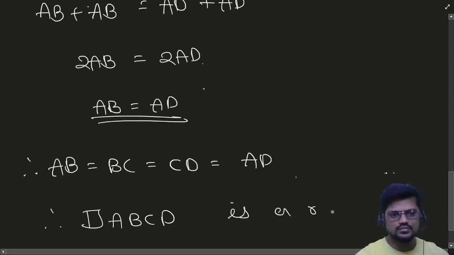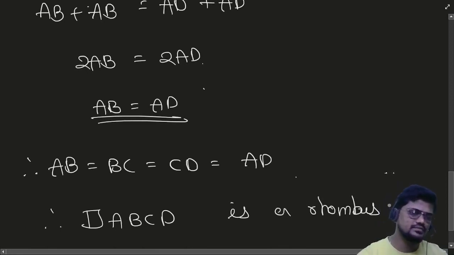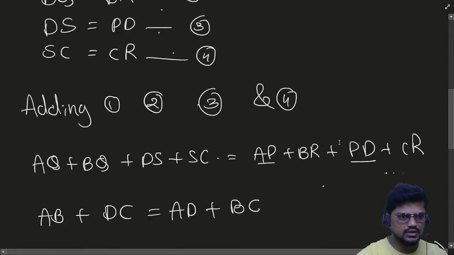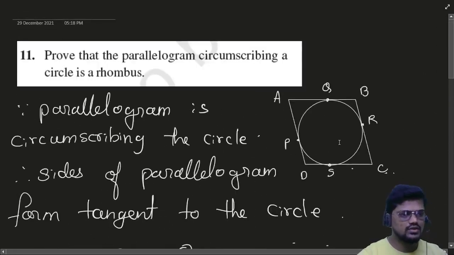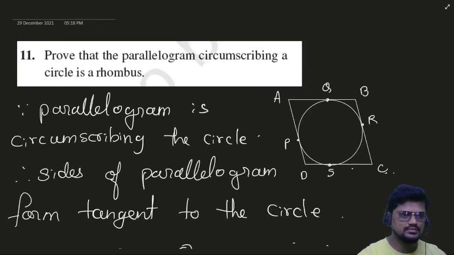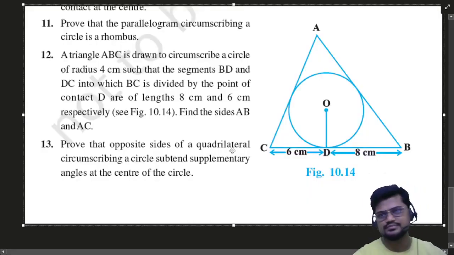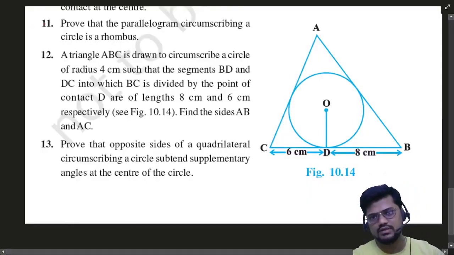is a rhombus. Clear? Yeah, quadrilateral ABCD is a rhombus. That's it. Now the next problem. The 11th one is done.